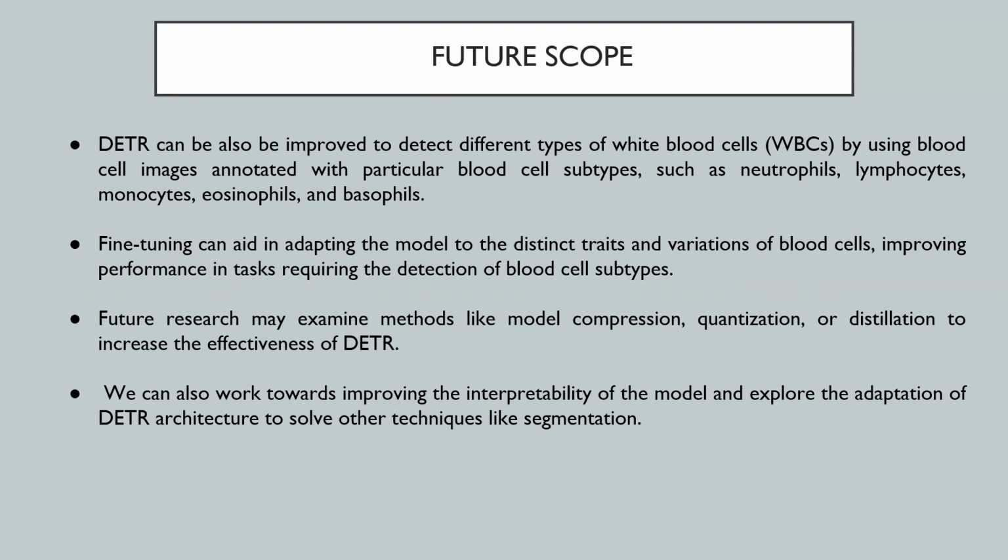Now, the future scope of our project can be improved in the direction of detecting the subtypes of WBCs as well. Again, fine-tuning can aid in adapting the model to the distinct traits and variations of blood cells, improving performance in tasks requiring the detection of blood cell subtypes. Future research may examine methods like model compression, quantization, or distillation to increase the effectiveness of DETR. Finally, we can also work towards improving the interpretability of the model and explore the adaptation of the DETR architecture to solve other tasks like segmentation also.